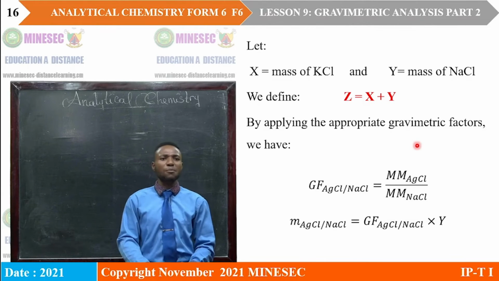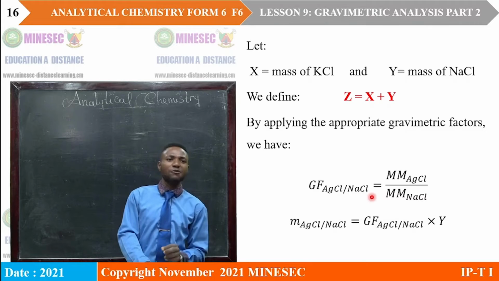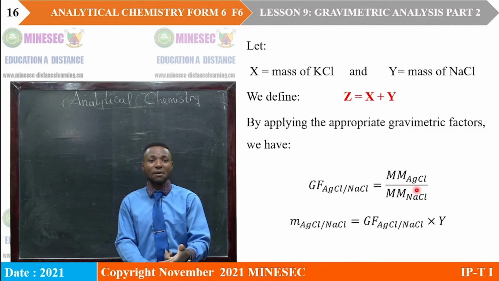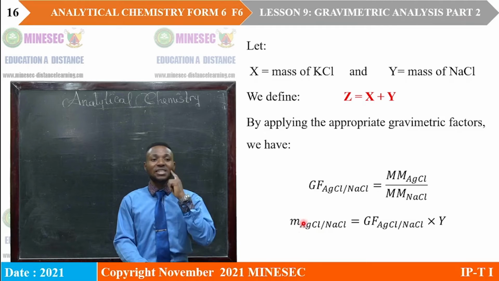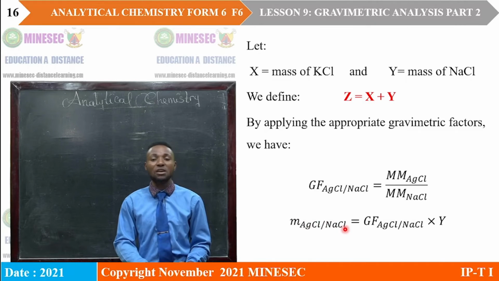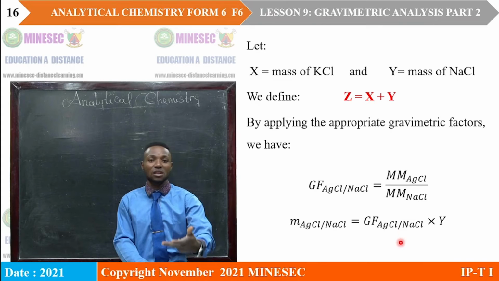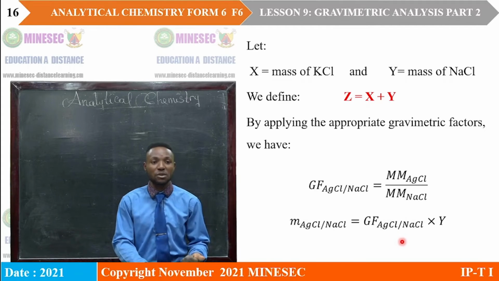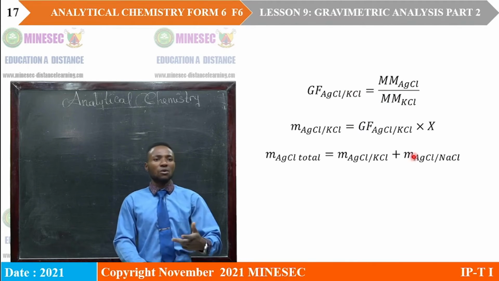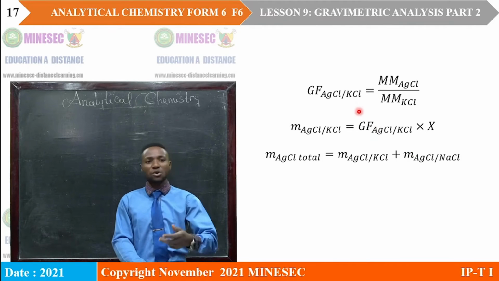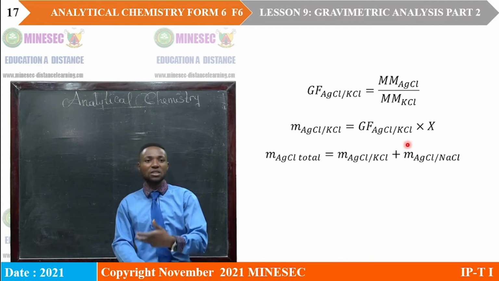By applying the appropriate gravimetric factors, first of all, the gravimetric factor of the precipitate obtained from sodium chloride will be the molar mass of the precipitate divided by the molar mass of sodium chloride. With that, we can calculate the mass of the precipitate obtained from sodium chloride. This is what we saw using direct gravimetric analysis: the gravimetric factor of the precipitate over the unknown, times the mass of the unknown. We do the same thing with potassium chloride, and we have the mass of the precipitate from potassium chloride.